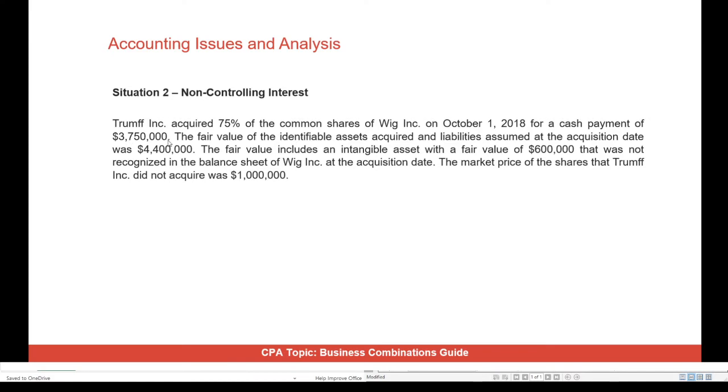That's the price paid. The fair value of the identifiable assets acquired and liabilities assumed at the acquisition date was $4.4 million. So the fair value includes an intangible asset with a fair value of $600,000 that was not recognized in the balance sheet of WIG Inc. at the acquisition date. The market price of the shares that Trump Inc. did not acquire was $1 million. Okay, so that was the 25%. So the 25% is worth 1 million.